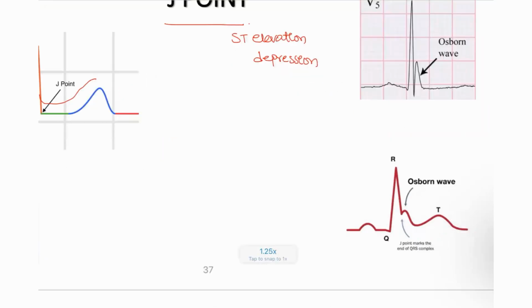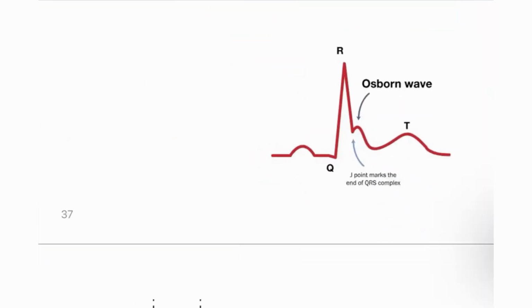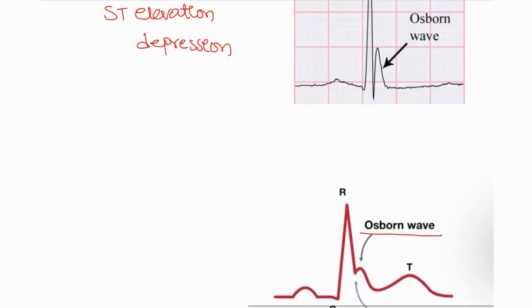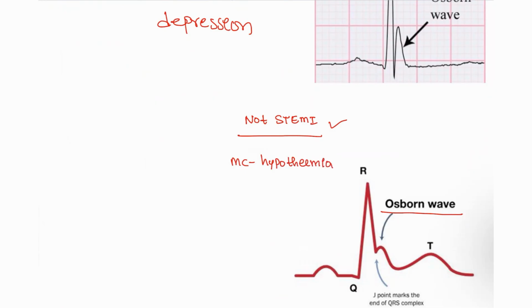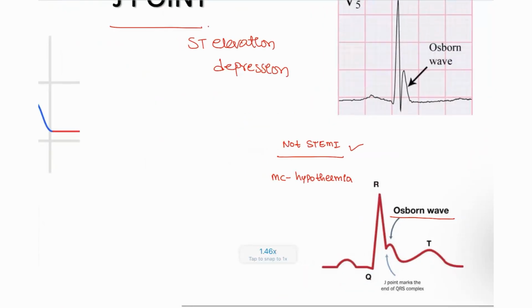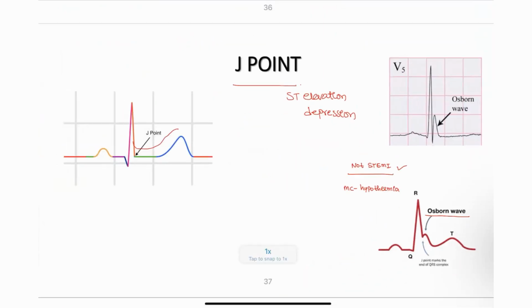Next, here you can see these are the Osborn waves. These Osborn waves are not considered ST elevations. They are not ST elevation MI. Okay, first point that you have to take note. And what is the most common cause? The most common cause will be hypothermia. Hypothermia is the most common cause in patients suffering from Osborn waves.